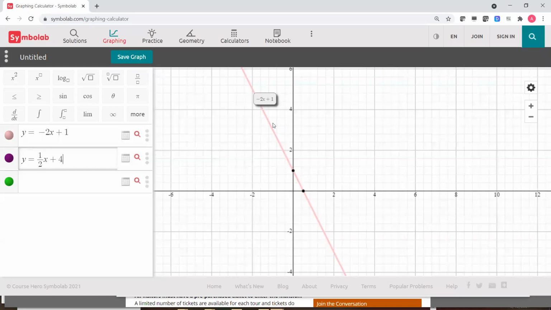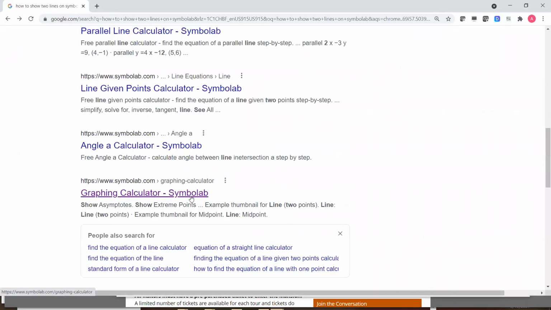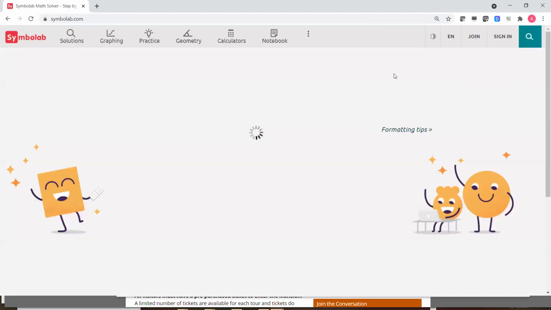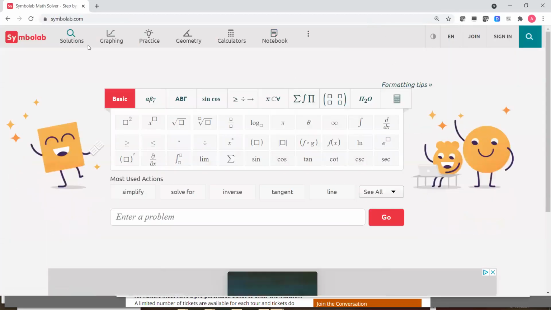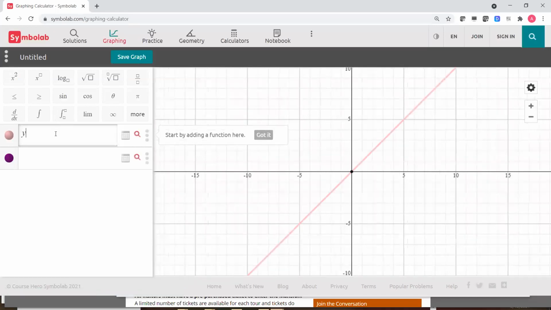Anyway, so now what happened? It just disappeared on me. But you saw it, didn't you? I don't know what's going on with this thing, but yes. Let me just see something here. Graphing calculator. I just want to go back to Symbolab and see how I can bring that up without looking for it every time. Oh, it was up here. Okay.